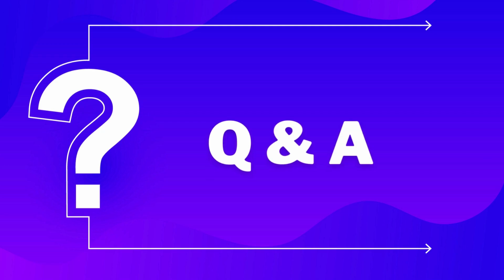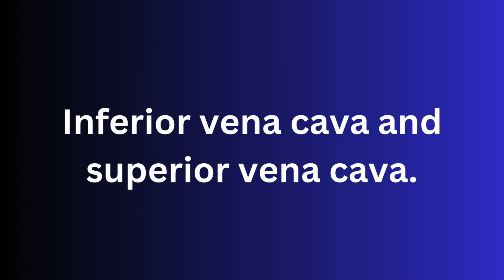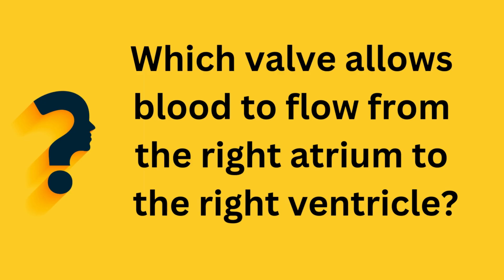Q&A. Which blood vessels carry blood to the right atrium? Inferior vena cava and superior vena cava. Which valve allows blood to flow from the right atrium to the right ventricle?